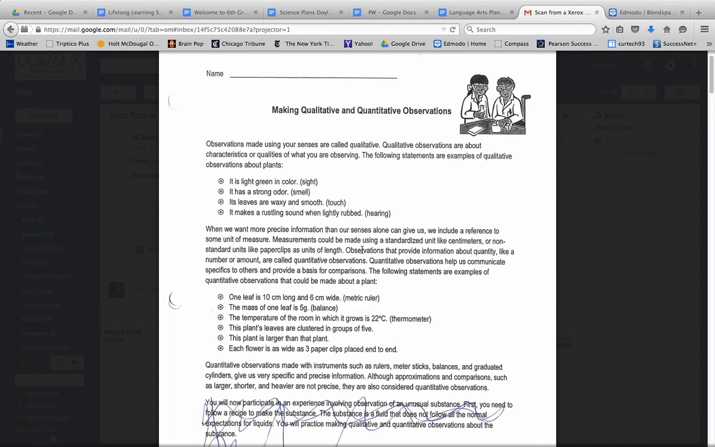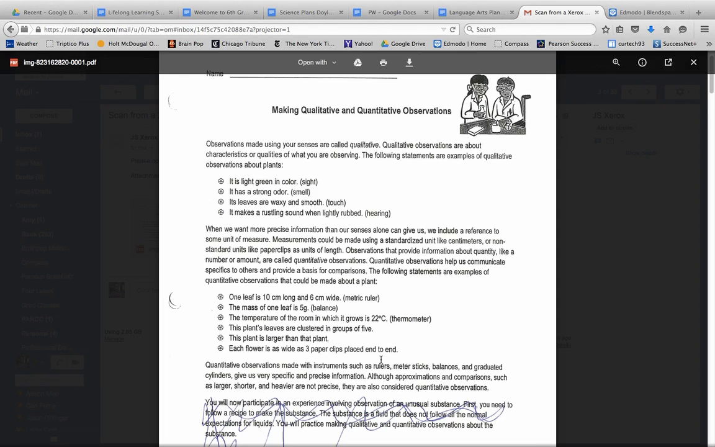And a quantitative observation, you hear the word quantity in the word quantitative. So a quantitative observation is going to be based on numbers. It's going to include numbers. So that could be a measurement or a mass or a temperature. But quantitative observations are based on numbers. It's important that we make both of those observations in science. Okay, so read this document and highlight or underline some important definitions and examples.